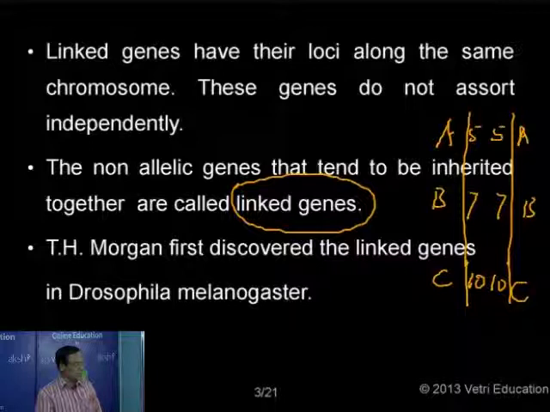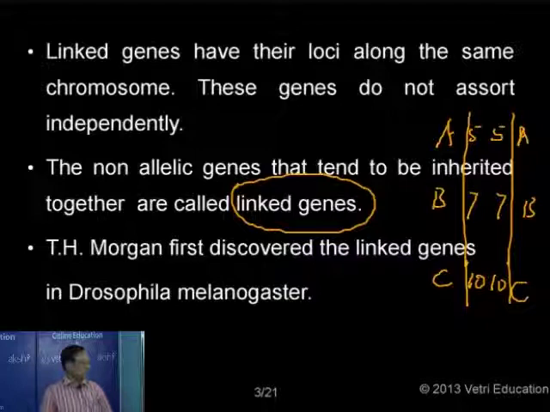He was the first one to actually study the sex-linked genes in the sex chromosomes of Drosophila melanogaster with reference to certain characters. For example, the eye color of Drosophila, the body color of Drosophila, the size of the wing of Drosophila. So these are some of the characters considered as linked characters. These characters are controlled by genes, and these genes are located on the chromosome and they are considered as linked genes. We'll see one by one.